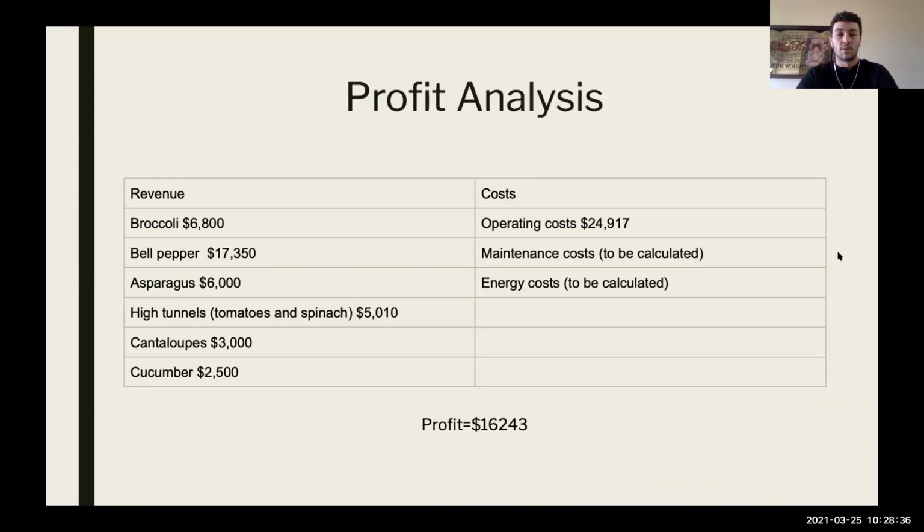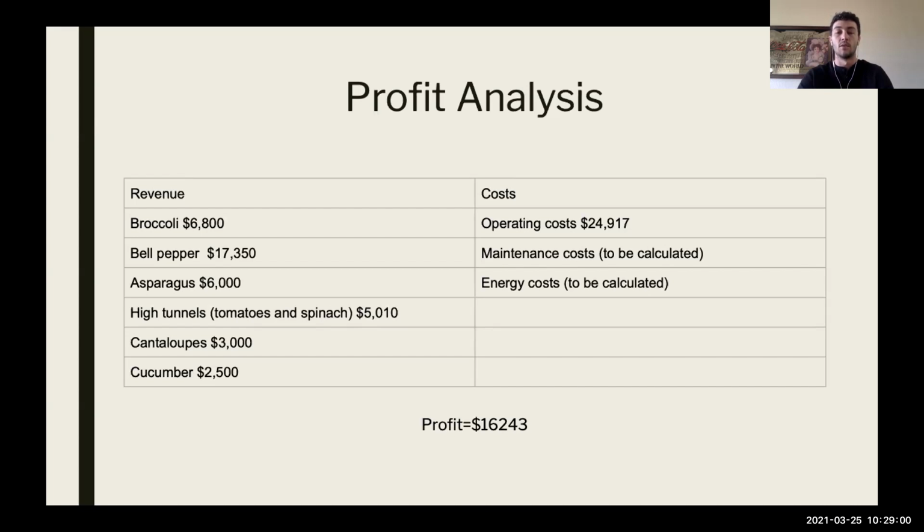Next is the profit analysis. On the left side, you can see our revenue that's carried over from the previous slide. Then our costs are on the right side. We first have our operating costs, which include the seeds, fertilizer, and labor at a little under $25,000.